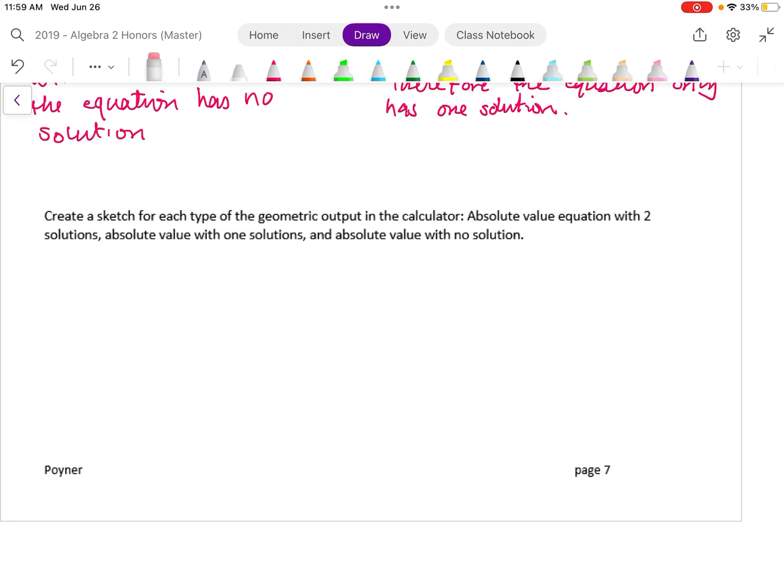This last question here, create sketches for each type of output on the calculator. It would be kind of interesting to have that discussion in the classroom instead. So I think this is where I'm going to stop the videos, and then your teacher, myself, or one of the other teachers teaching Algebra 2 Honors can pick up and have this discussion in class and have you do these on the board.